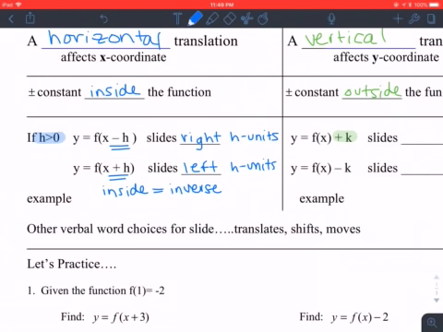Alright, so an example here would be y equals f of x minus 2. This will shift our graph right 2 units.